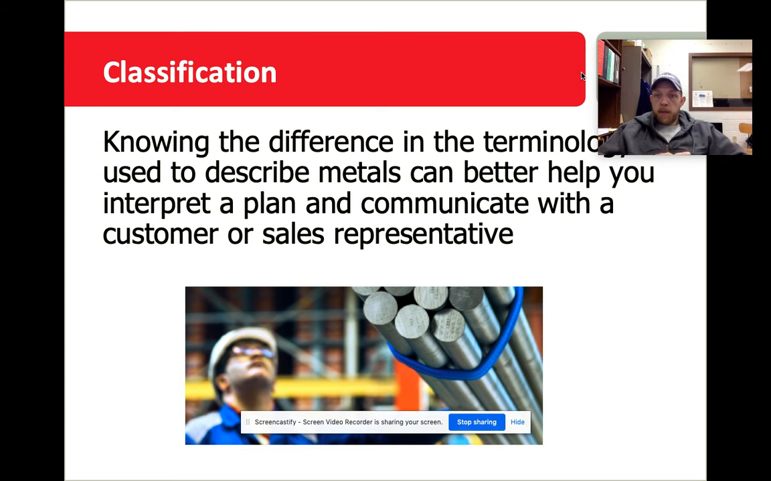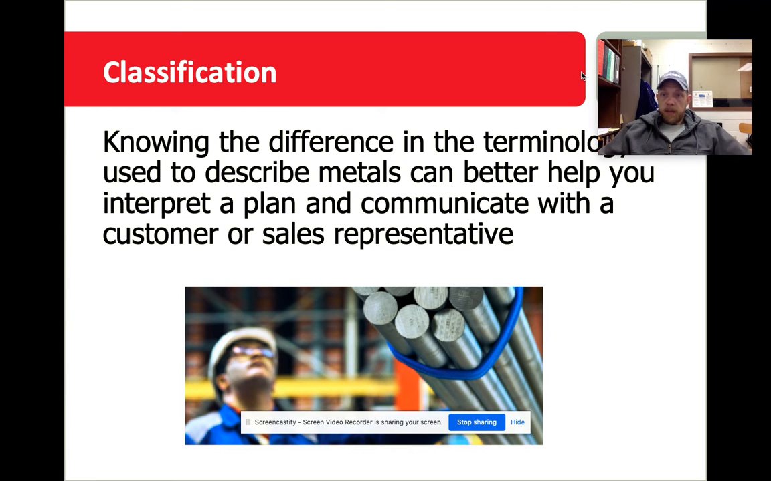So we need to kind of know what we're talking about. Knowing the difference in terminology, there's lots of reasons why that is important. One, if we are looking at a plan, it's going to help us better understand and visualize that plan. If we know what this metal is called, most of the time a plan or a blueprint is going to give us a materials list. It might actually even be a separate page on that blueprint or plan. And if there are 6 or 7 different types of metal being used, then we will know how to interpret that on the plan.